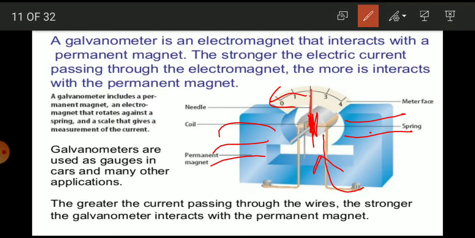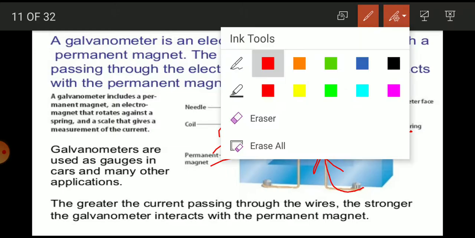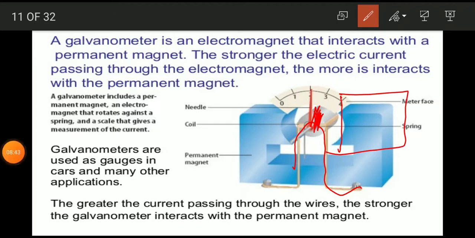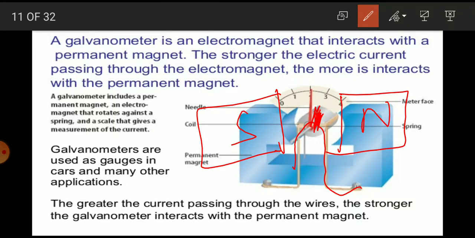Galvanometer is an electromagnet. Simply, you can say that this coil is an electromagnet. Current is flowing through this coil, and it is placed between the poles of a magnet, let's say this is the north pole and this is the south pole. When current is flowing through this coil, it will exert magnetic force on the coil, rotate it and deflect the needle of the galvanometer.